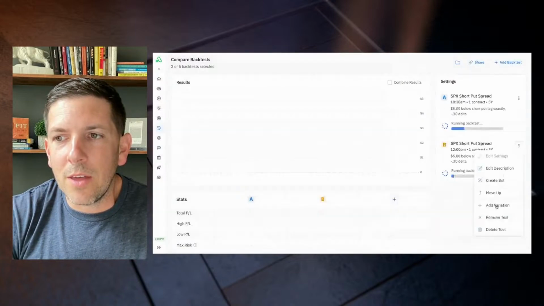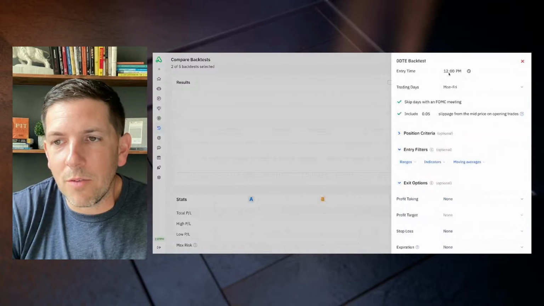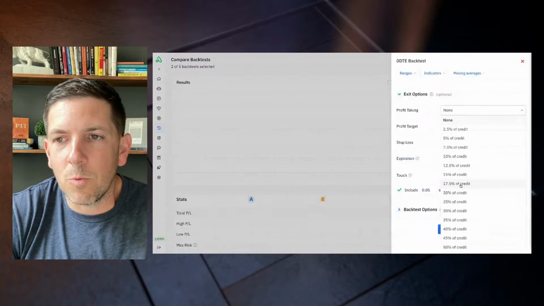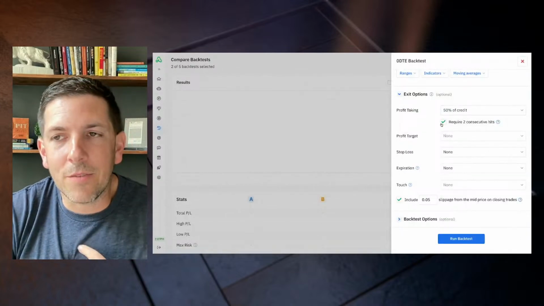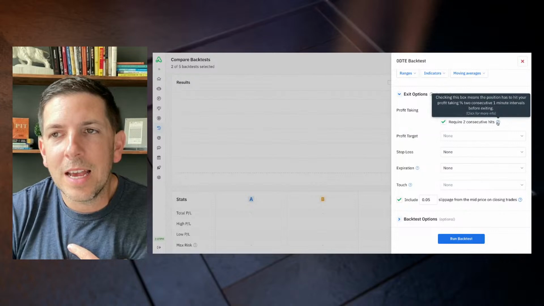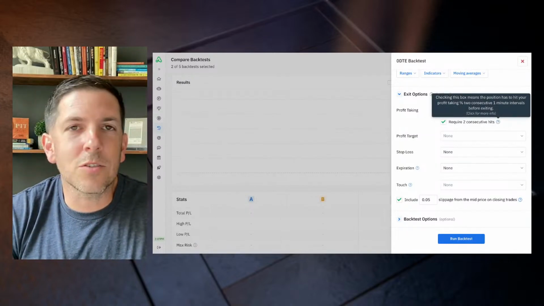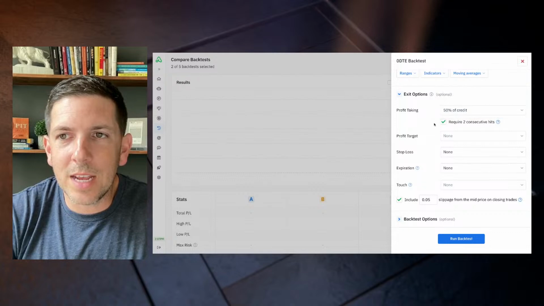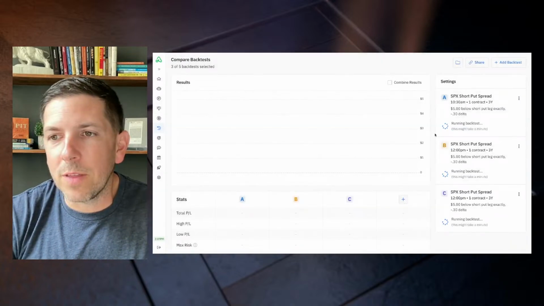Then we'll spin up another variation here. We'll still do this one at 12 o'clock, but let's do one more variation. Let's say that we're taking profits at 50%. Definitely always check the box, I think, for requiring 2 consecutive hits. It's a little bit more strict on the back testing, and makes sure that it's not just a random price quote that you got during the day, but that quote was hit multiple times, right? So we're going to go ahead and run that back test.